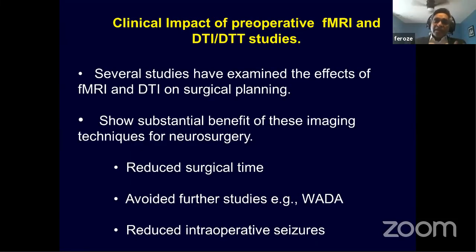So what is the impact of fMRI and DTI in clinical work? There have been many studies that have looked at this and the impact on surgical planning. And this is what I think are the three most important highlights of that. One is it's reducing surgical time, which I think is very, very important for the neurosurgeon.